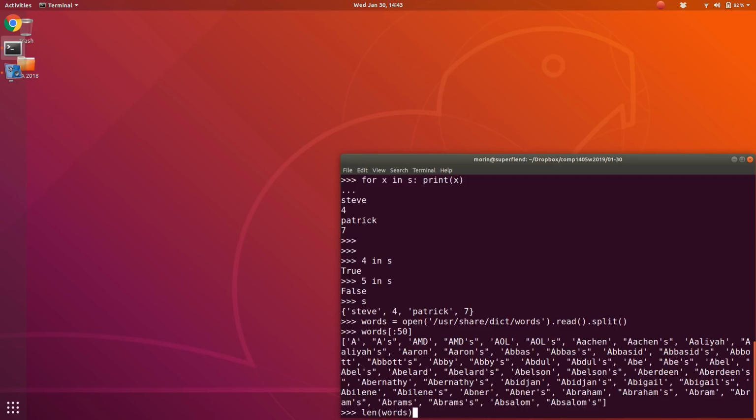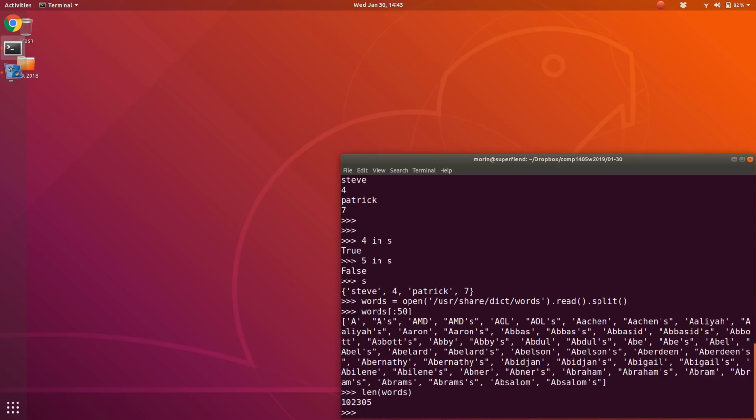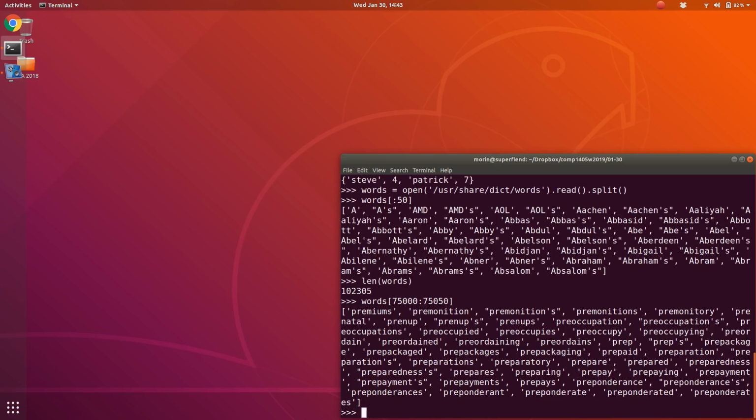How many words are in there? There's about 102,000 of them. And let's say, I don't know, if I look at 75,000 up to 75,050, I see a bunch of words that start with P. Okay, so a good collection of words.